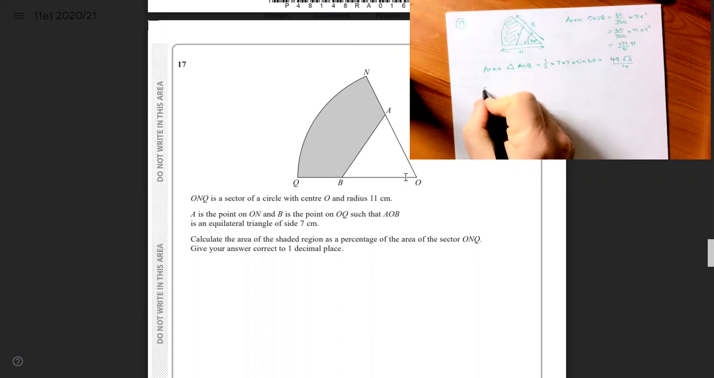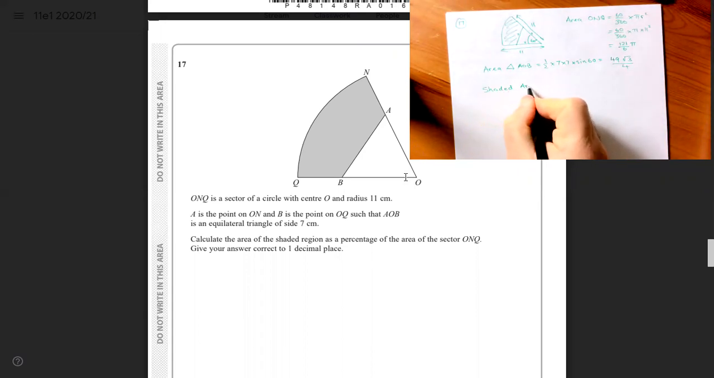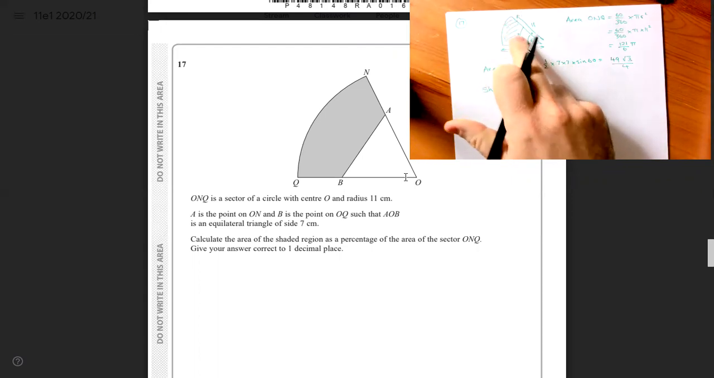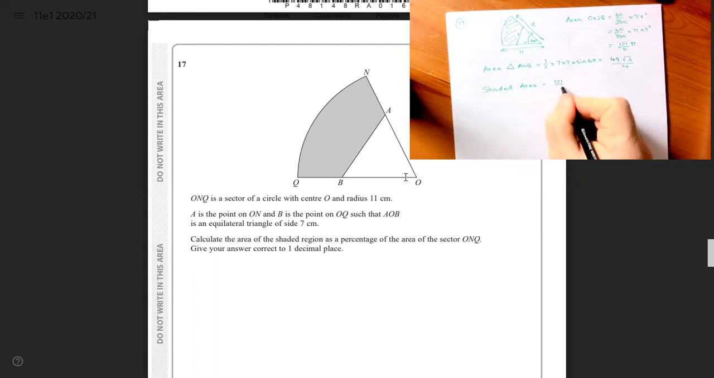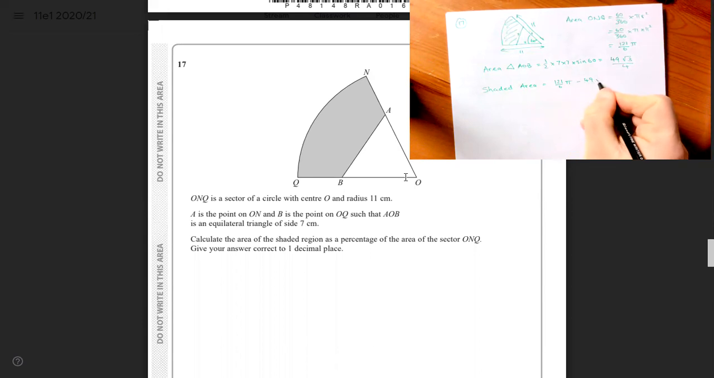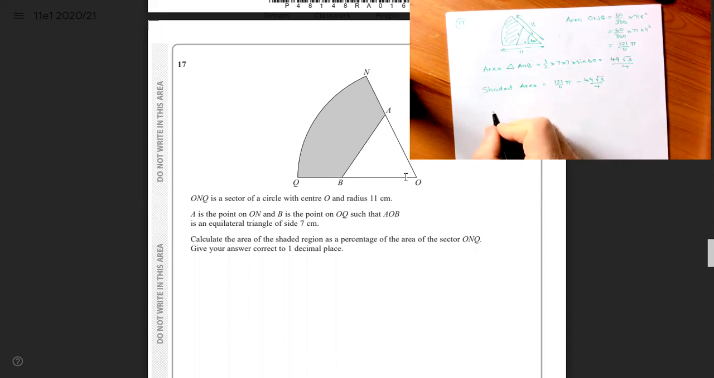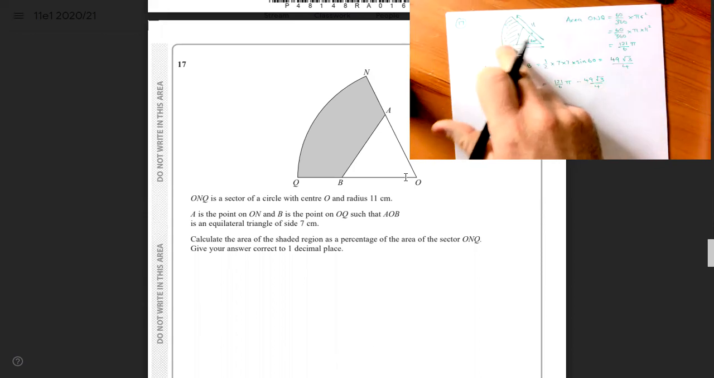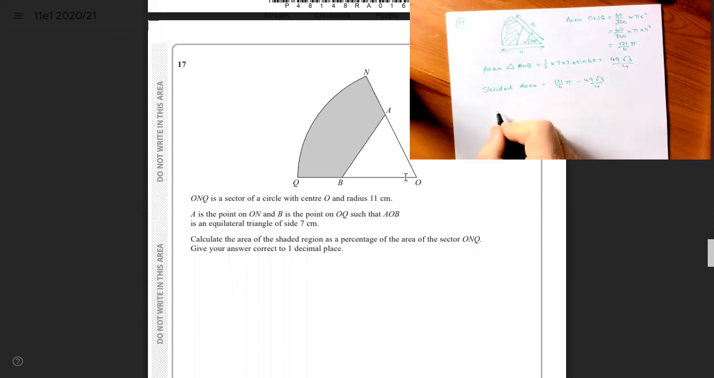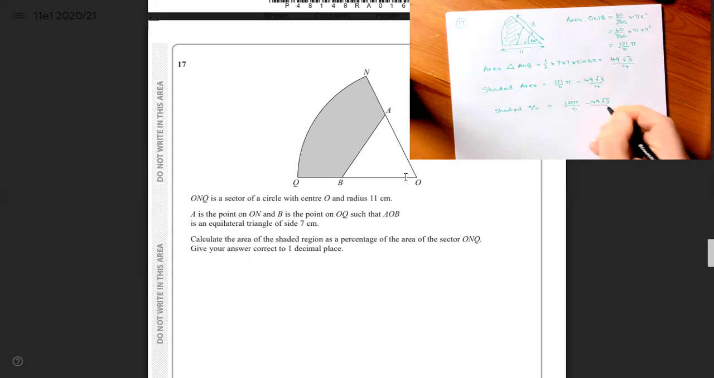So the shaded area is going to be the whole area minus the area of the triangle. So it's going to be 121 over 6 pi minus 49 root 3 over 4. Okay, so that as a percentage of the whole area is going to be 121 pi over 6 minus 49 root 3 over 4, over 121 pi over 6.